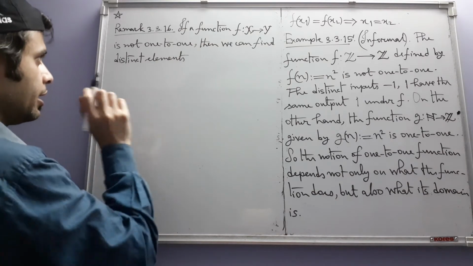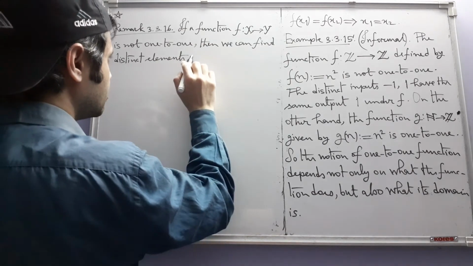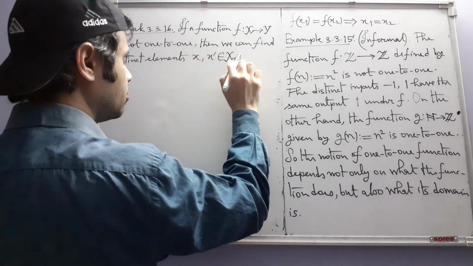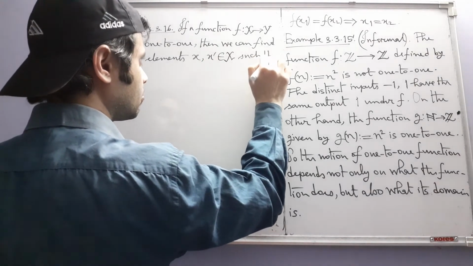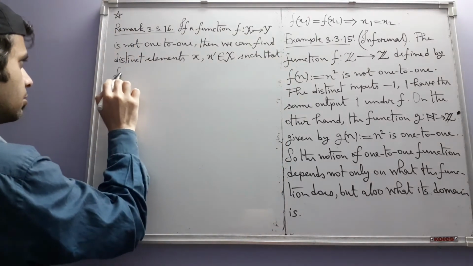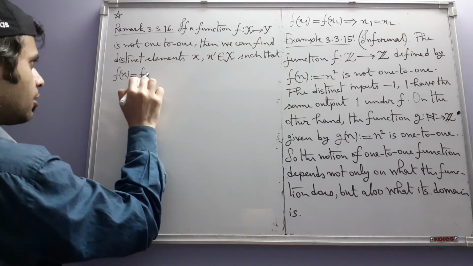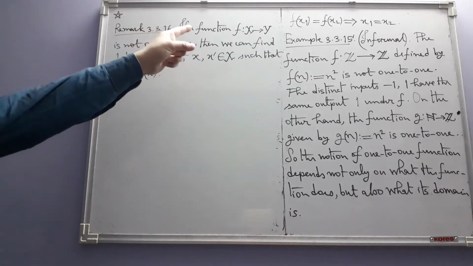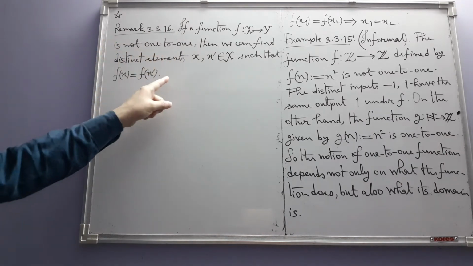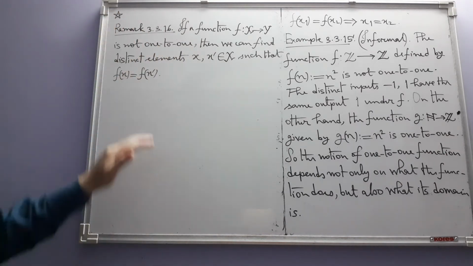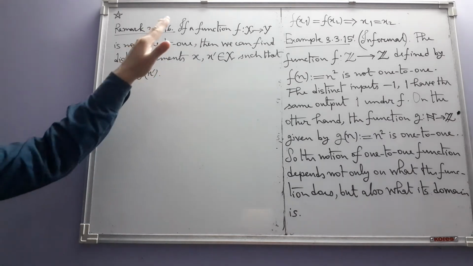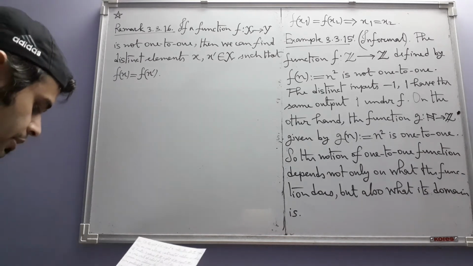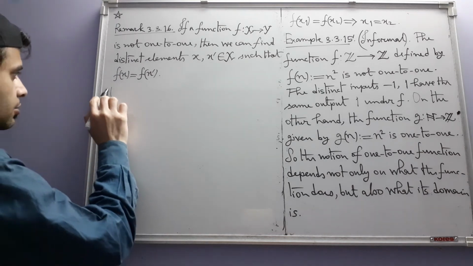distinct elements. The elements are different, they are distinct. x and x prime in the domain such that their corresponding outputs are equal. Because for the function to be one-to-one, this is precisely the thing that should not happen. So if this is happening, then the function is not one-to-one, and conversely. Next we come to the definition of onto functions.